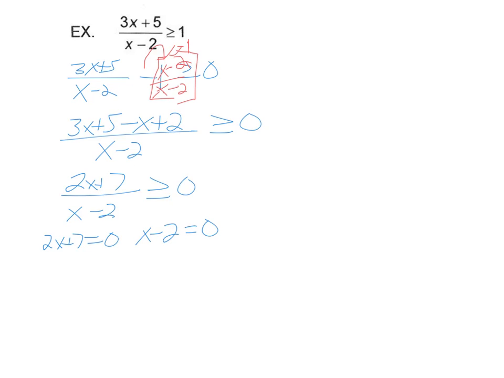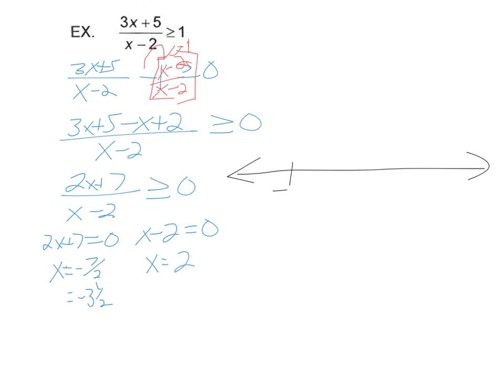So when I solve 2x plus 7 equals 0, I subtract 7, divide by 2, so x is negative 7 halves, which is negative 3 1/2. And then x, add the 2, equals 2. Now, just like on that previous problem, the next step is to do a number line. And I'll put the negative 3 1/2 and the 2 on the number line.